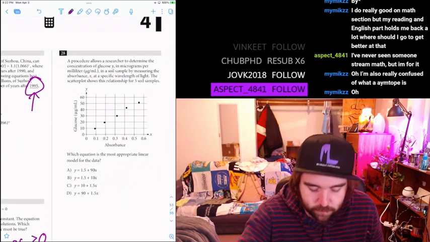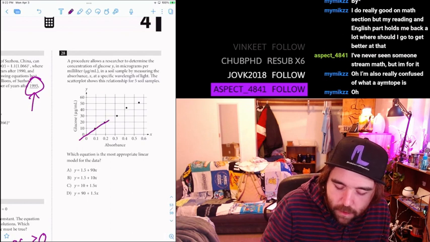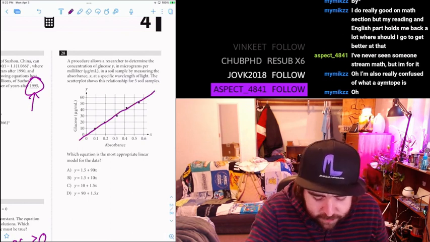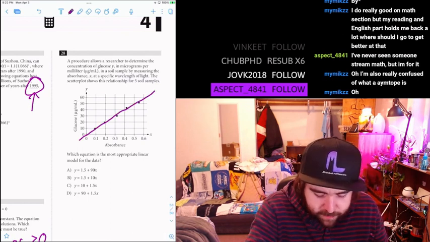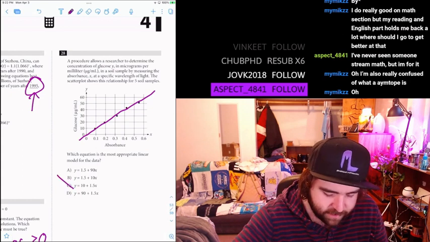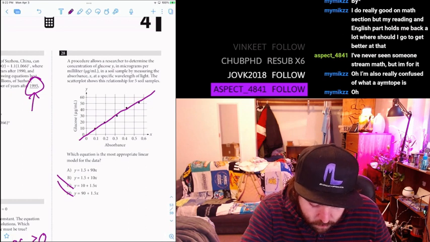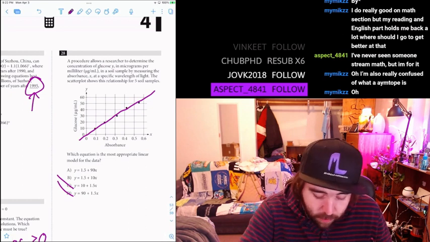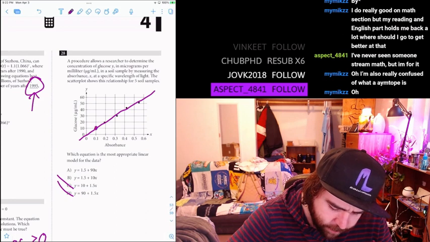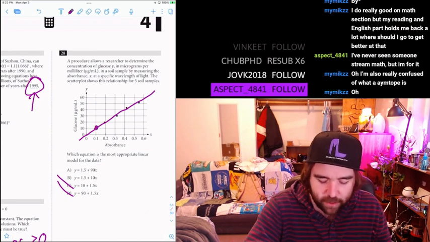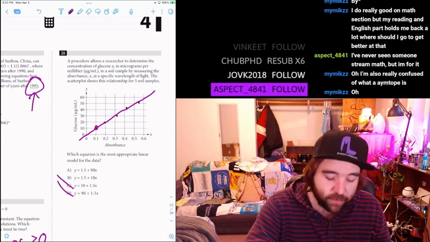All right. So we're trying to write the equation for this line. So I always start with the y-intercept. I will say the y-intercept looks like it's basically 0. It's definitely not 10. It's definitely not 90. So then we just think about the slope. Or we just think about plugging in a point.